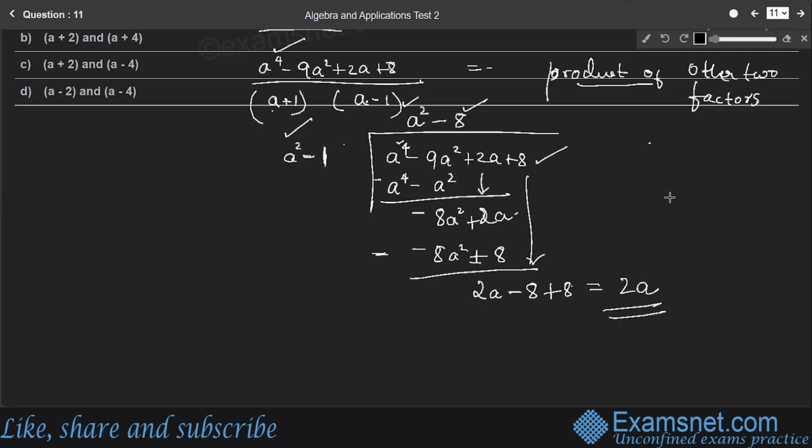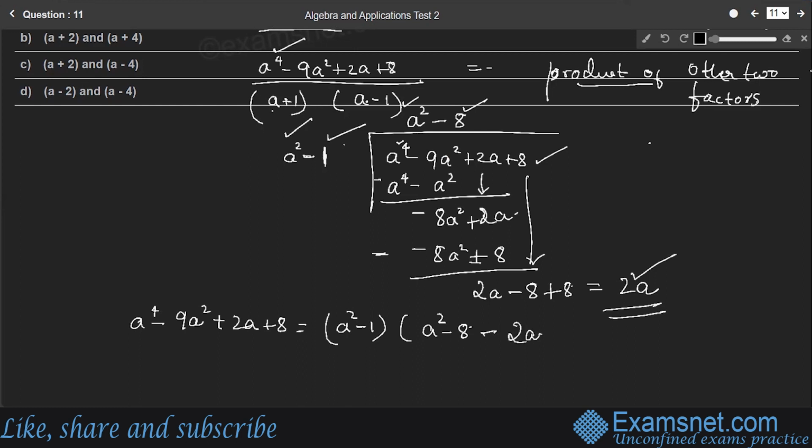Therefore, the given expression a raised to 4 minus 9a square plus 2a plus 8 can be written as the product of a square minus 1, which is nothing but a plus 1 into a minus 1, into a square minus 8, right? Minus the remainder, which is 2a.